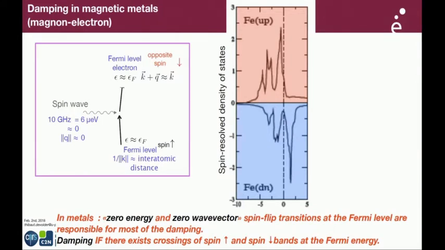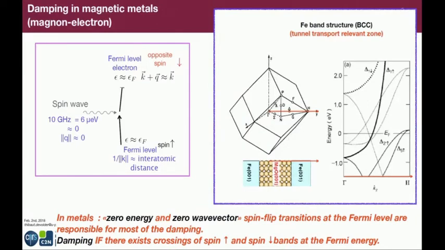For iron, at the Fermi level, you have both spin up and spin down electrons. So in this picture of magnon electron scattering, you could imagine that some processes are allowed, at least energy-wise and spin-wise. So you have to look at whether it's possible in terms of conservation of the wave vector. For this, you need to look at the band structure of iron. Here I'm only plotting a part of the band structure of iron in the gamma H direction of the first Brillouin zone. This is the direction that matters for transport in a tunnel junction.